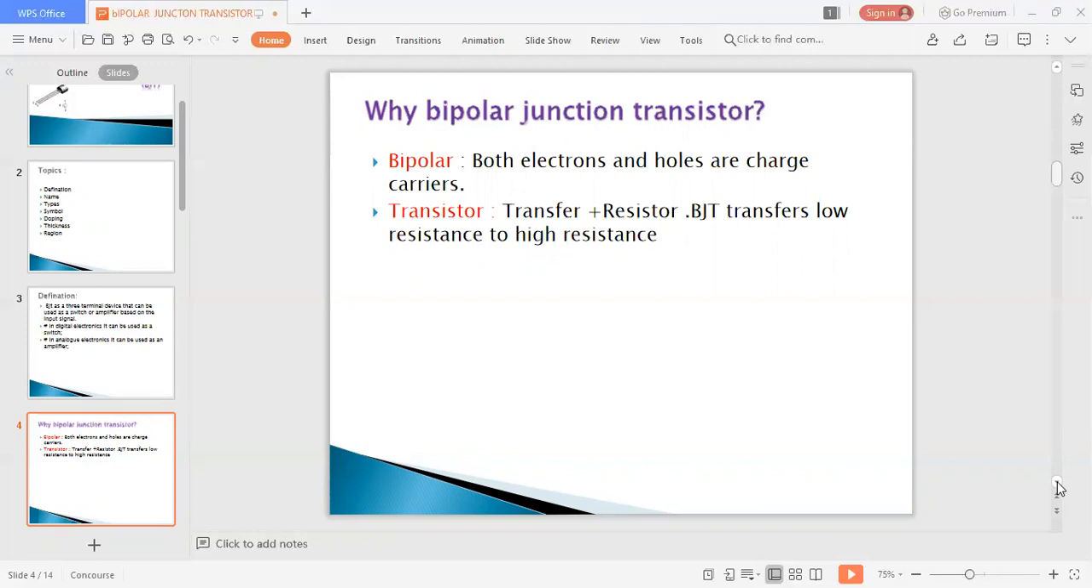As I said, BJT is a three-terminal device. The emitter has low resistance of approximately zero resistance, and the collector has resistance of infinite. So, in BJT, the emitter transfers low resistance to the collector's high resistance. That's why it's called transfer resistor or transistor.